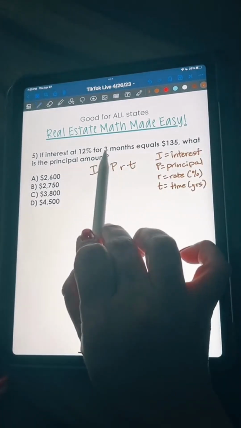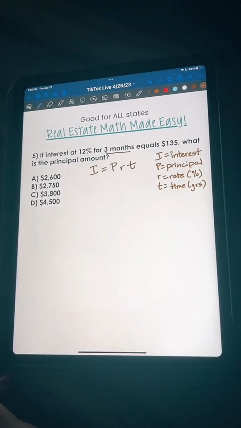For example, here it says 3 months. So we're going to have to convert that to years, which is easy. You guys know how many months are in a year. 12. So 3 out of 12 months. That's how you put that. So let's set this all up.